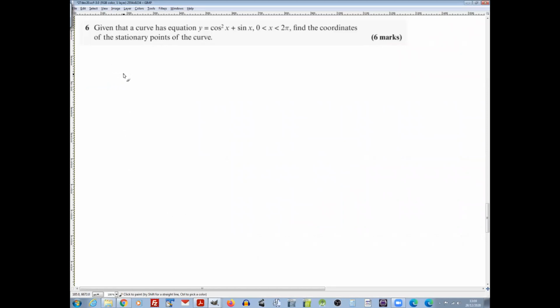So you're going to differentiate. Y equals cos squared x plus sine x. So how shall we pass cos squared x plus sine x? Well, the plus is inviting us to do this separately from that. So let's deal with cos squared x first of all.